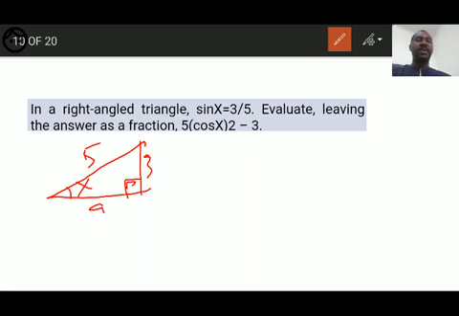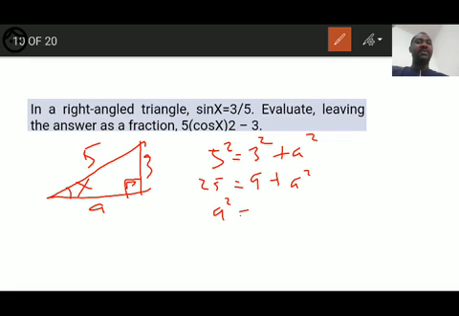Now we can use Pythagoras theorem to find the value of a by saying that 5 squared is equal to 3 squared plus a squared, okay? So 5 squared is 25 is equal to 3 squared is 9 plus a squared, okay? So if we subtract 25 minus 9, that is going to give us 16, okay? So that means your a here is equal to 4. So our a is 4.